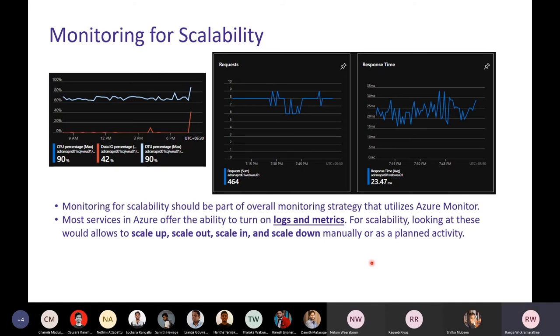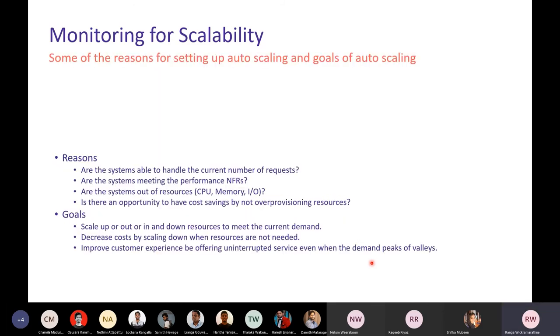Looking at these would allow us to scale up, out, in and out, down manually, or as a planned activity. So monitoring is important. And yeah, some of the reasons for setting up auto scaling and the goals of auto scaling. So why do we need to set up auto scaling?